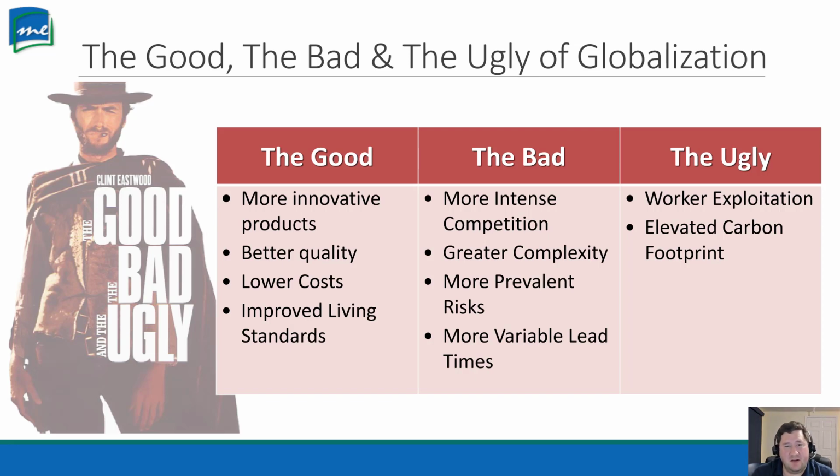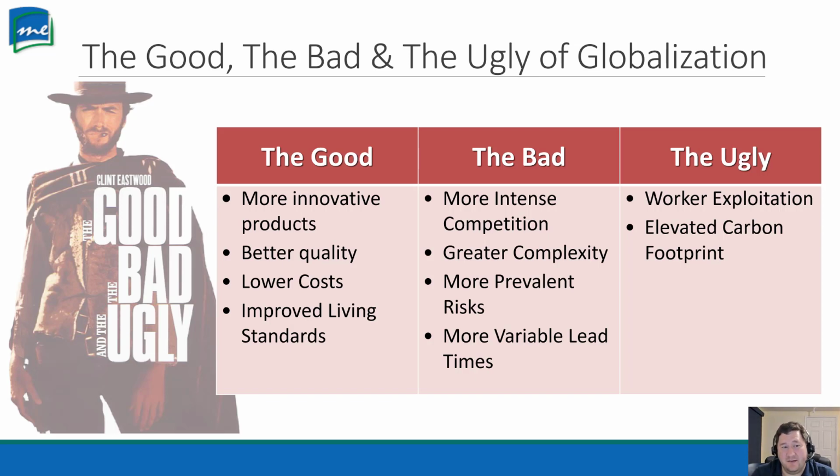We have more innovative products under our good category because now we have the capability of maybe a different manufacturing process. We could have better quality because of lower costs, right? Lower overall costs will definitely help sell your product. And improved living standards. Because we have these factories going into these areas with a low cost of labor, these people might not have had this type of income before, so we're increasing their living standards. We're building that middle class.